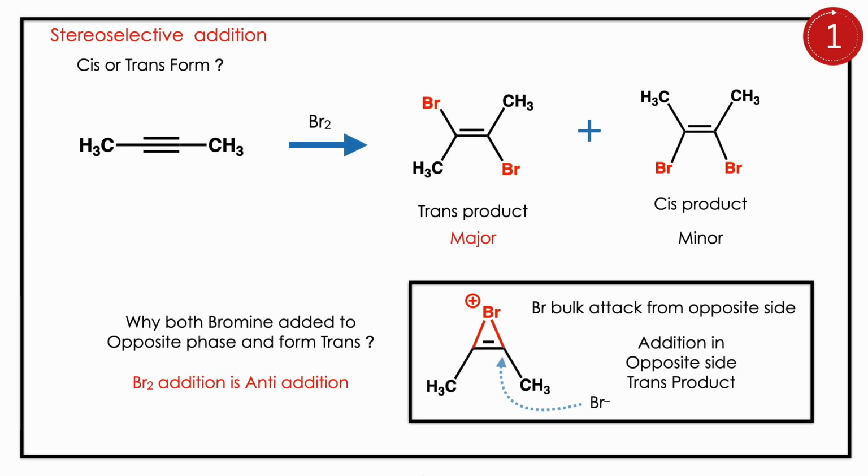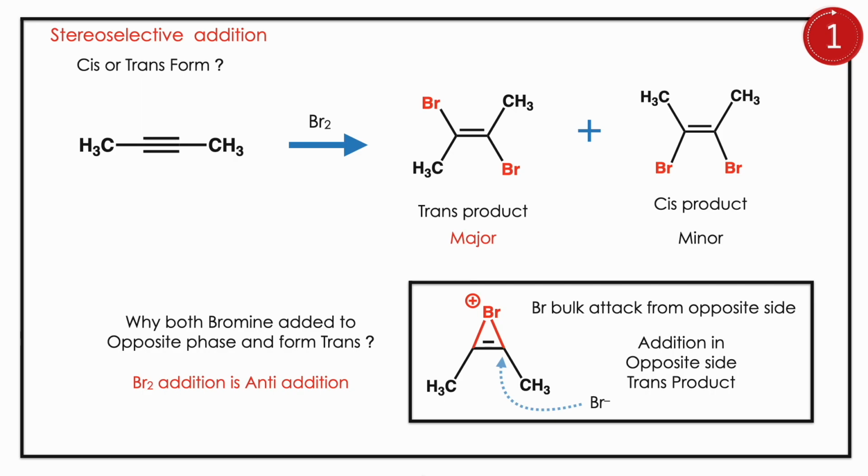You have an alkyne, you are adding the bromine. Whether it will form the cis form or the trans form, the trans product is the major product, because if you look at the mechanism, the bromonium cation attacks the alkyne, and it forms a bromonium with the alkene form. So it's a cation. The ring is very straightforward.